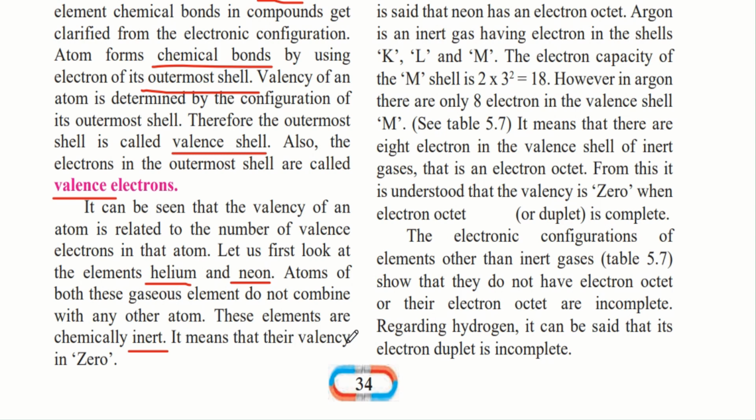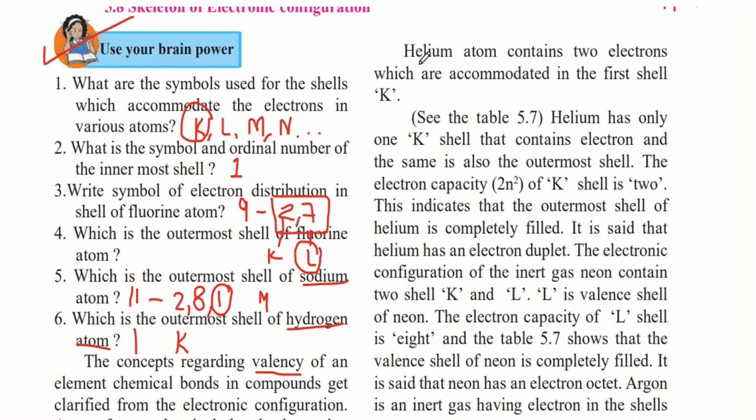It means that their valency is zero. Because they do not combine with another atom, it tells us that the valency of these atoms is zero. Helium atom contains 2 electrons which are accommodated in the first shell, that is the K shell. So helium has 2 electrons only, and they both fit in the first shell, that is the K shell. Helium has only one K shell that contains electrons, and the same is also the outermost shell.